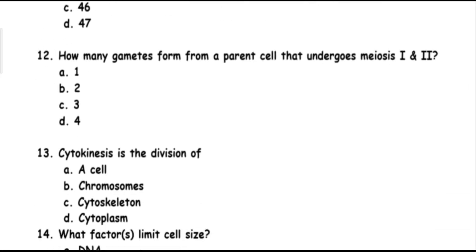Next one, how many gametes form from a parent cell that undergoes meiosis 1 and meiosis 2? There are 4 daughter cells. So from one parent cell, 4 daughter cells. After meiosis 1, there are 2 daughter cells, and then these 2 daughter cells are going to undergo cellular division again, the second stage, which is meiosis 2, and that forms 2 for each, so 2 times 2, that's 4 daughter cells all in all, so it's letter D.